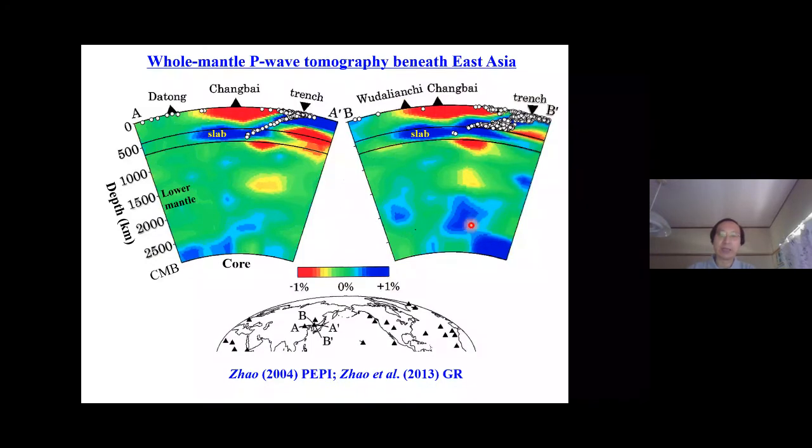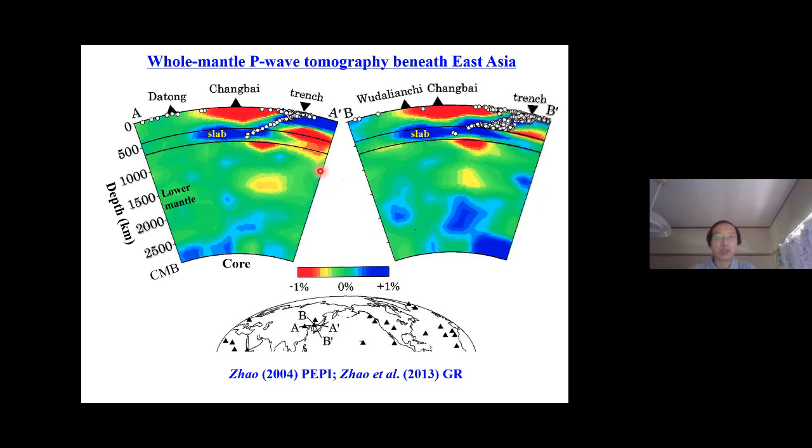So in the lower mantle, we can also see some high velocity anomalies here, which represents the subducting slab collapsing down to the lower mantle, even the core-mantle boundary. Okay, so this is the large scale mantle structure beneath this region.